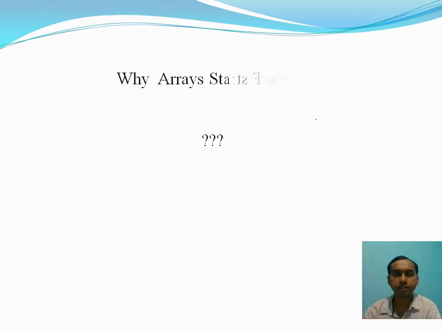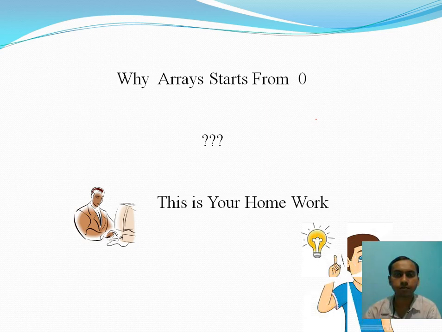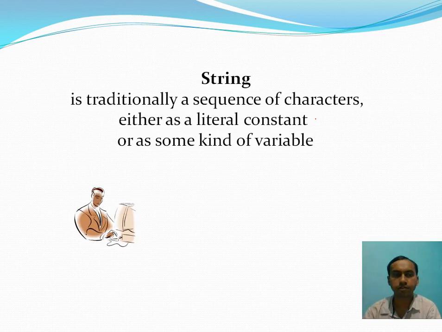Why does an array start from 0? Means the base address we are taking from 0 generally. Why? So you try, this is your homework. Try to find why an array starts from base 0. So a string is traditionally a sequence of characters. A string is a sequence of characters.